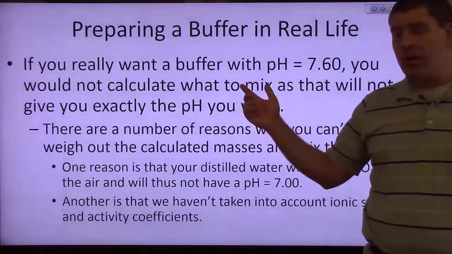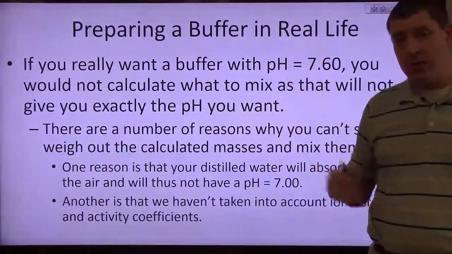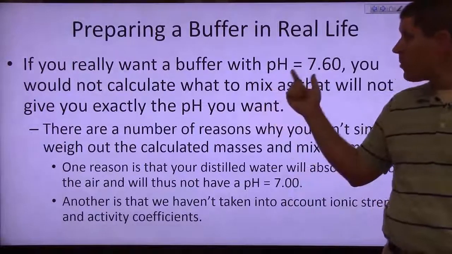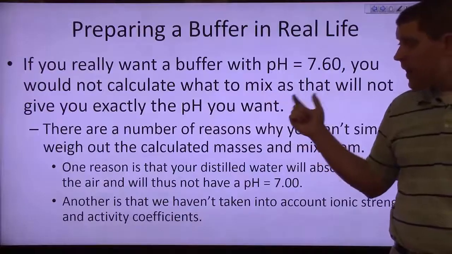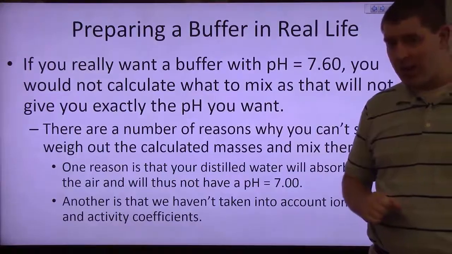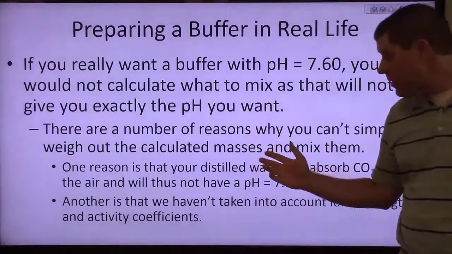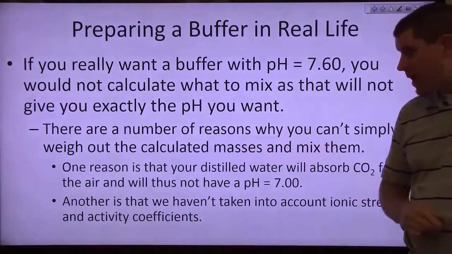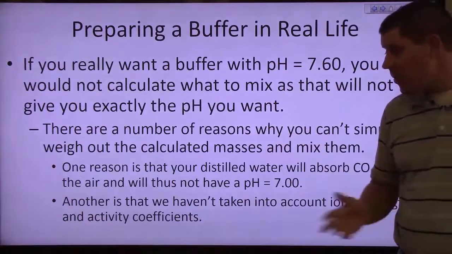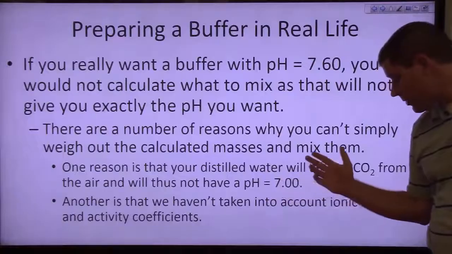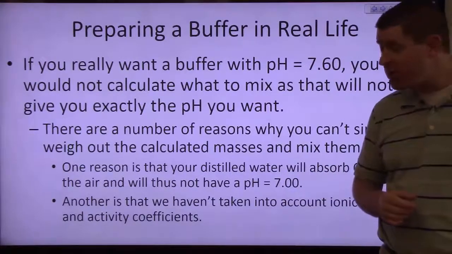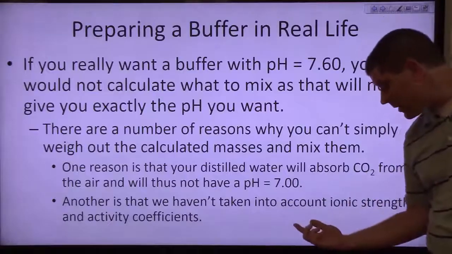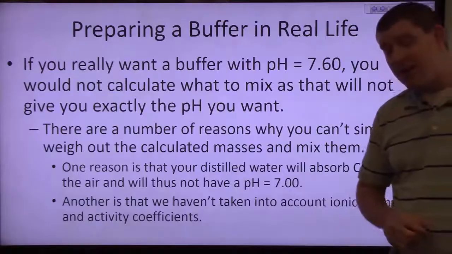But now let's talk about when you prepare a buffer in real life. Well, if you really want a buffer with a pH of 7.60, you wouldn't calculate what to mix, as that will not give you exactly the pH that you want. Now, there are a number of reasons why you can't simply weigh out the calculated masses and mix them. One reason is that your distilled water will absorb some CO2 from the air and will thus not have a pH of exactly 7.0. Another is that we haven't taken into account the ionic strength and the activity coefficient.